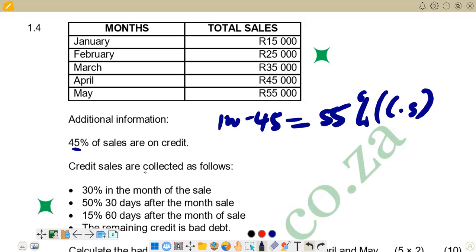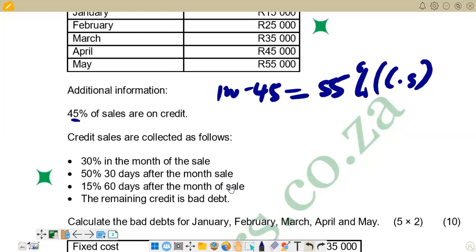Then we have credit sales are collected as follows. Out of this 45% which are on credit, this is how they are going to be collected. 30% in the month of sale. So in that very month that we sell the credit sales, we are going to collect 30% of the whole. Then 50% 30 days after the month of sale, which means after 1 month we collect 50%. Then 15% will be 60 days, which is 2 months after the month of sale. Then the remaining credit is bad debt.